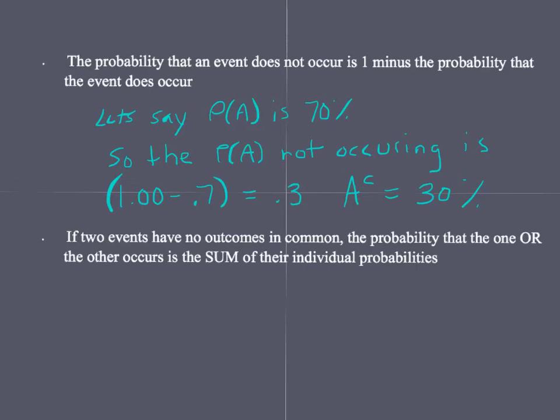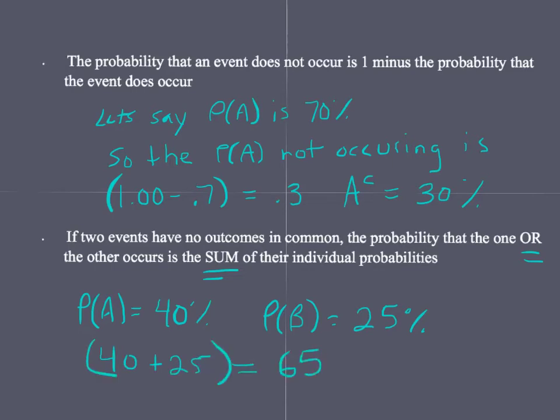If two events have no outcomes in common, the probability that one or the other occurs is the sum of their individual probabilities. So let's say that the probability of event A occurring is 40%, and the probability that another event occurs, let's call that the probability of B, is 25%. And the two can never occur together, then one or the other occurs 40 plus 25, 65% of the time. Again, these two events cannot occur at the same time, and one or the other will occur 65% of the time.